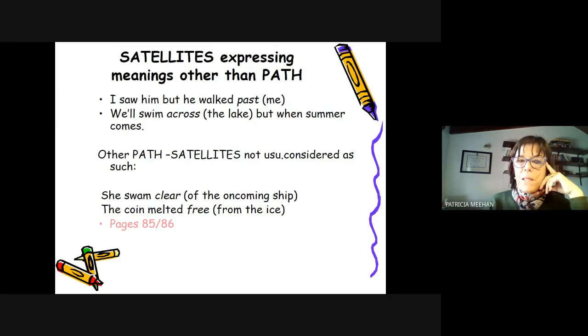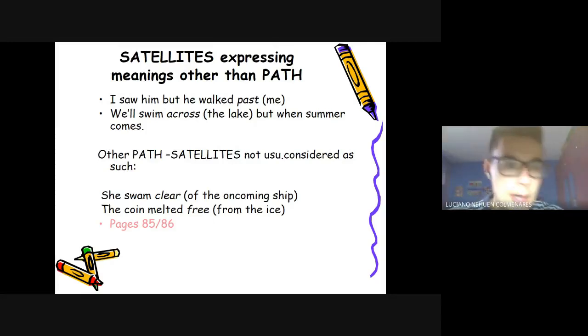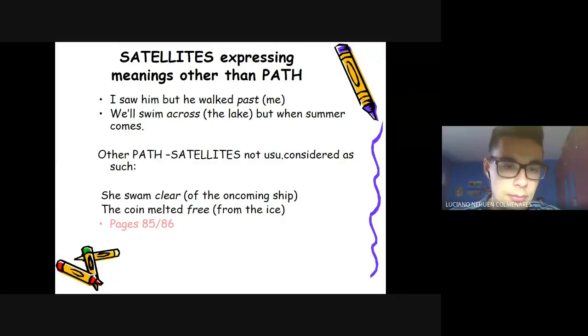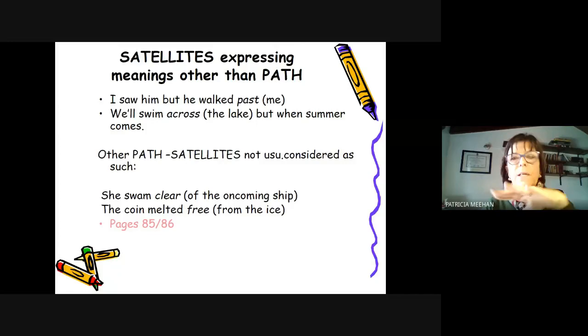Luciano, can you read the examples, please? Yes. I saw him, but he walked past me. Read it as if it were two sentences, please. Okay. I saw him, but he walked past. I saw him, but he walked past me. Good. Stop there. We'll swim across.